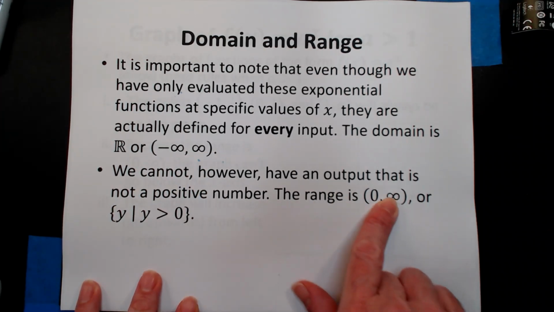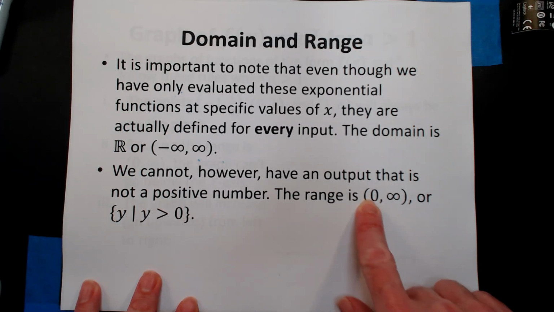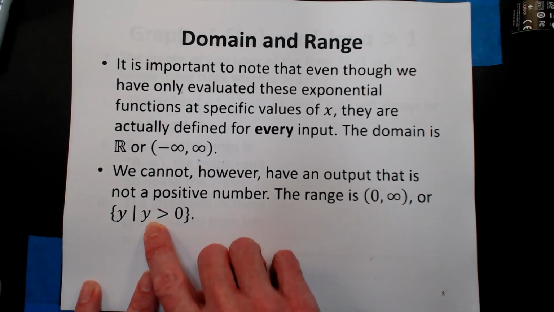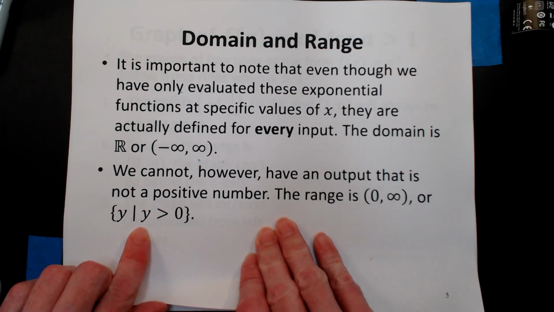We cannot, however, have an output that is not a positive number. In other words, the range is from 0 to positive infinity, or your y values have to be greater than 0. This is in your set builder notation.